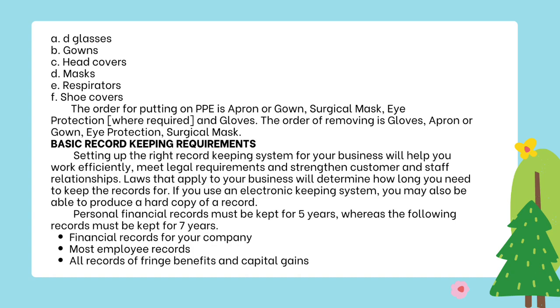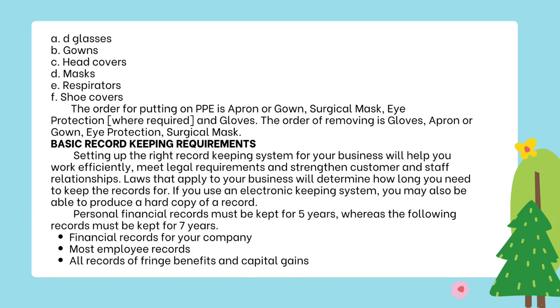A. Glasses. B. Gowns. C. Head covers. D. Masks. E. Respirators. And F. Shoe covers. The order for putting on PPE is apron or gown, surgical mask, eye protection, and gloves. The order of removing is gloves, apron or gown, eye protection, and surgical mask.